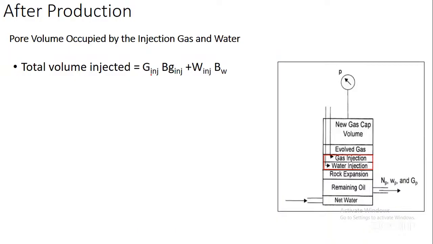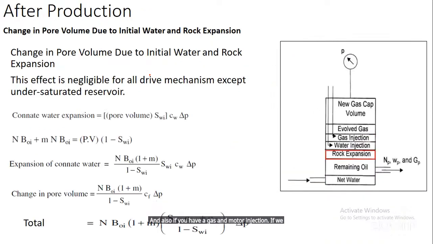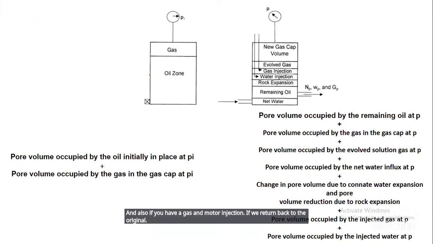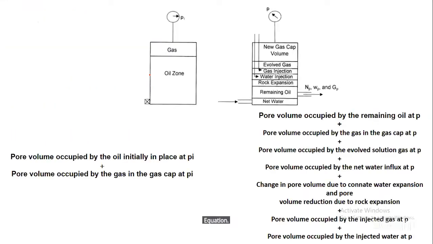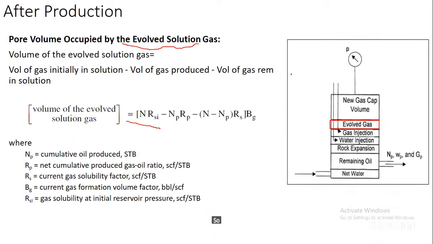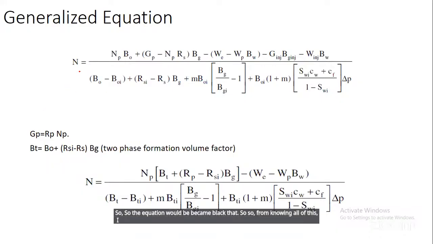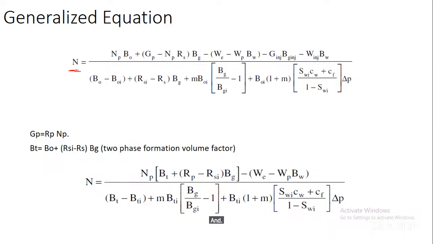And also, if you have gas and water injection. If we return back to the original equation, the pore volume in the beginning is occupied by the gas and oil zone and oil. After that, this volume may be occupied by all of these terms or some of these terms. So the equation would become like that. So from knowing all of this, I can know N. Okay?